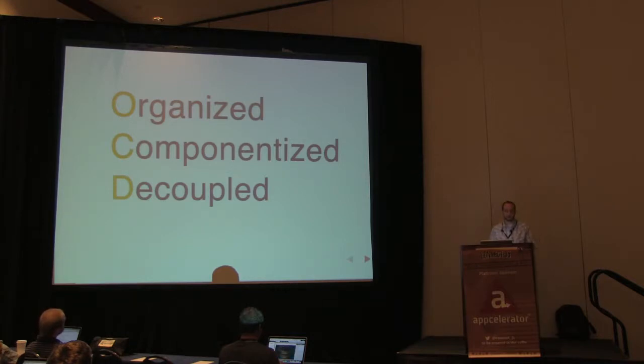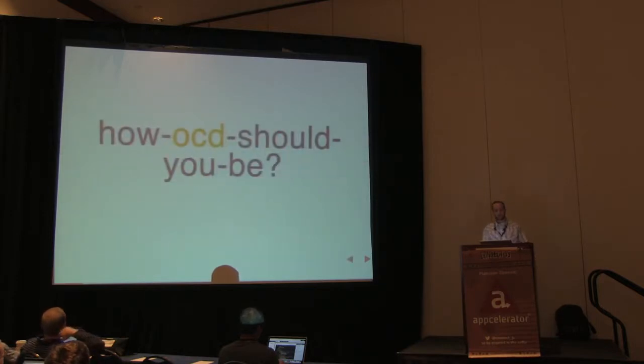For the way that we're arranging our files, and also for the way that we're namespacing. We need to be creating these reusable components across the site, and these components need to be decoupled from each other and from many parent containers. So the question is, how OCD do we need to be? So I have a list of questions to sort of help you determine if you need to be more or less OCD.